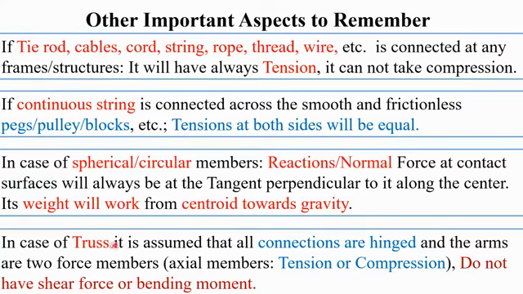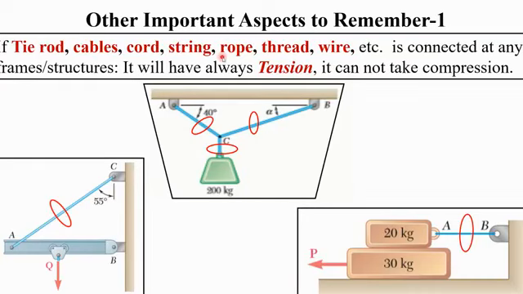In case of a truss, it is assumed that all connections are hinged and the arms are two-force members, that is, axial members. Tension and compression will work. It doesn't have shear force or bending moment. So the examples are here. The tie rod cables, these are the cables, these are connected cables. All the cables will have tension. So it will be tension.